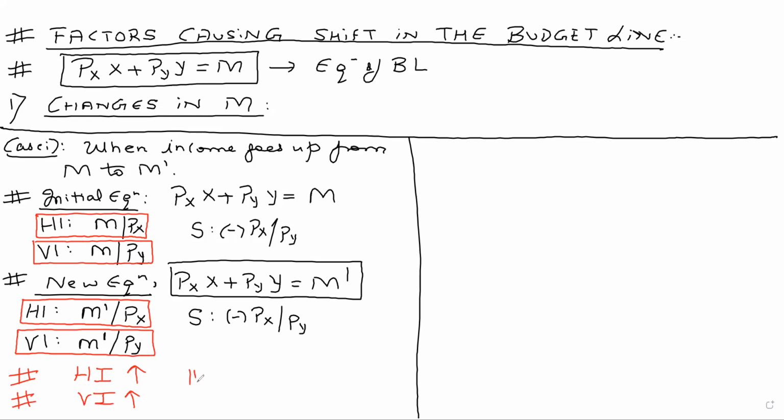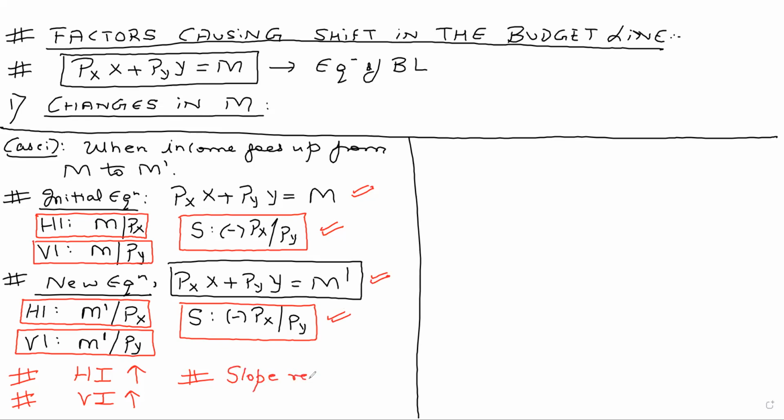And what about the slope? You can see slope initially was also minus Px by Py. Slope now is also minus Px by Py. You write this equation in terms of y and differentiate it with respect to x, you get minus Px by Py. You write this equation in terms of y and differentiate with respect to x, you will again get minus Px by Py. So what do we learn? The slope remains unchanged.